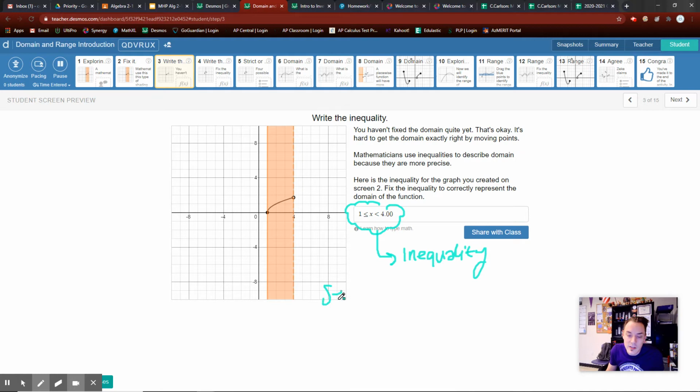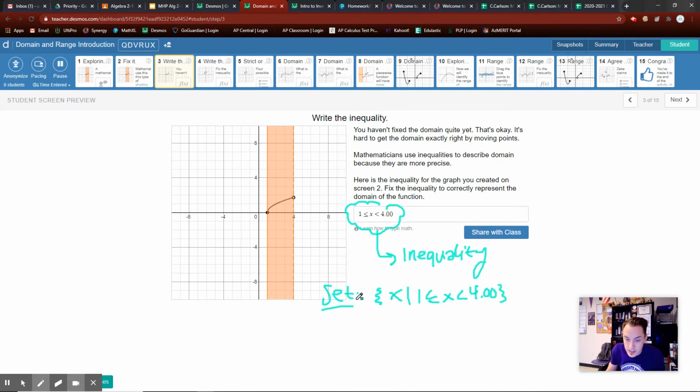Now, what is set notation? Set notation is something like this. The set of all x such that x is greater than or equal to negative 1.5, but it's also less than 4.